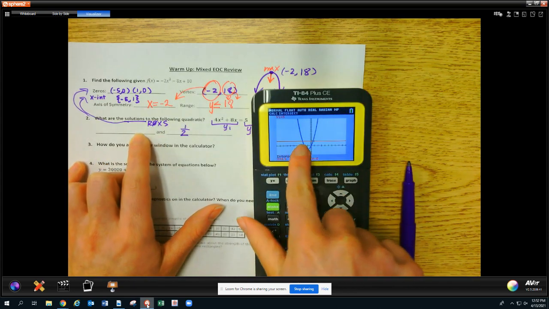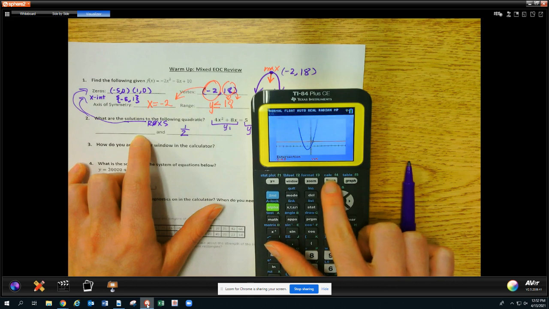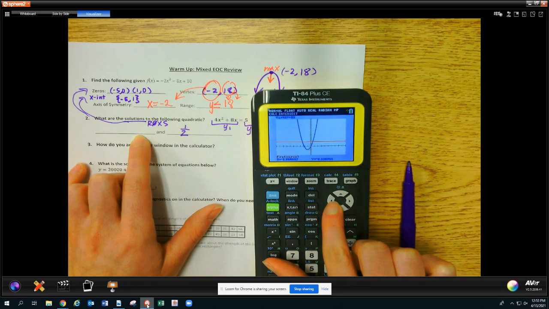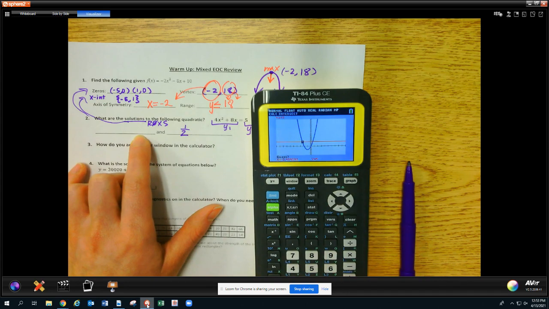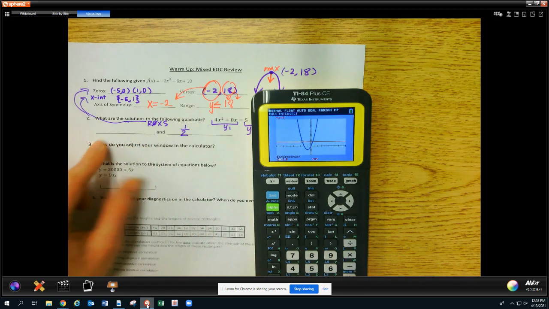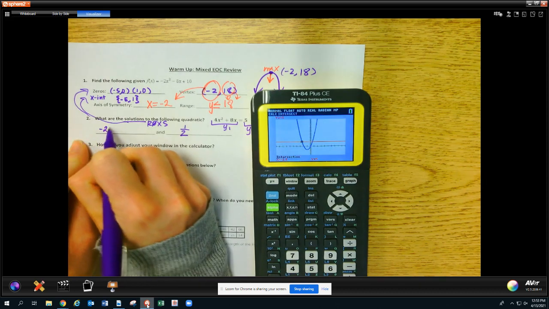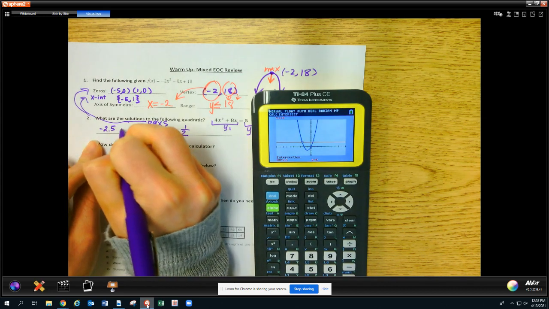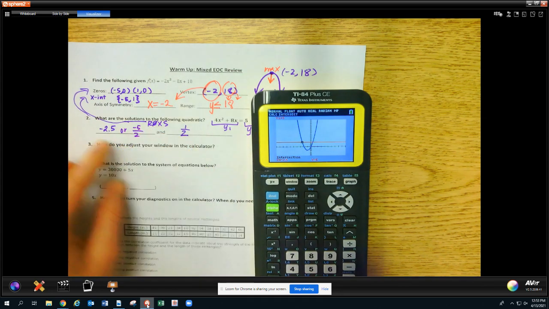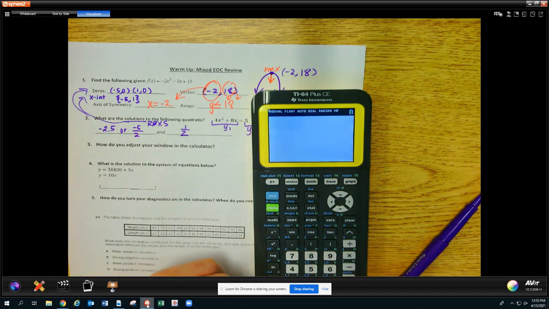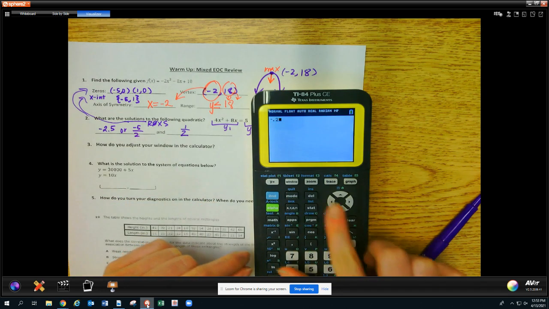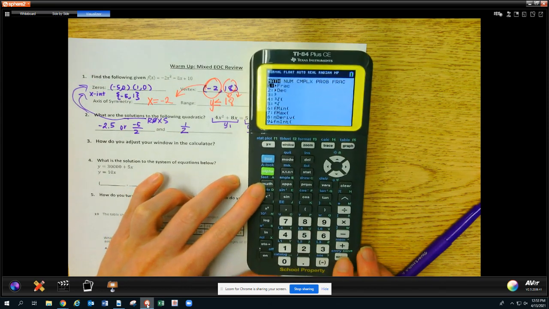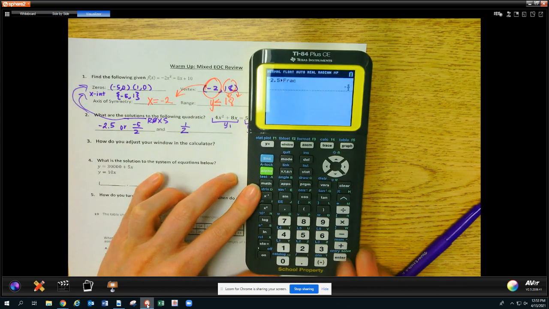Okay, and then now I need to find the other solution. So second trace, intersect again. Make sure you are blinking closer to the other point. Press enter, enter, enter. Negative 2.5. Okay, and so that is negative 5/2. So second quit. Type in negative 2.5 into your calculator, and then press math, enter, enter, and it converts any decimal to a fraction.